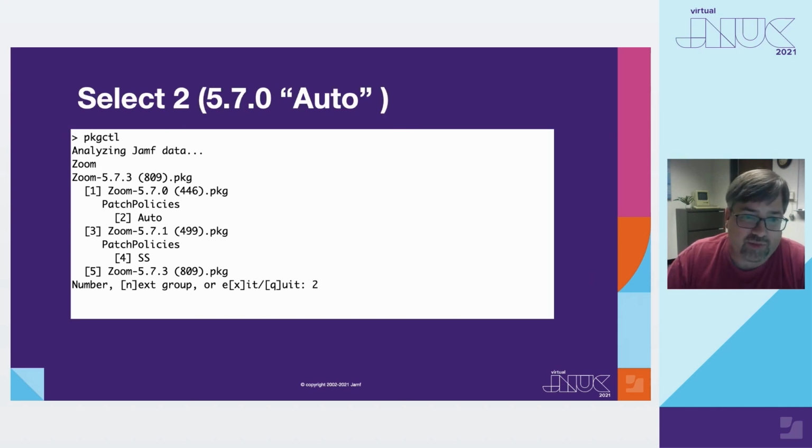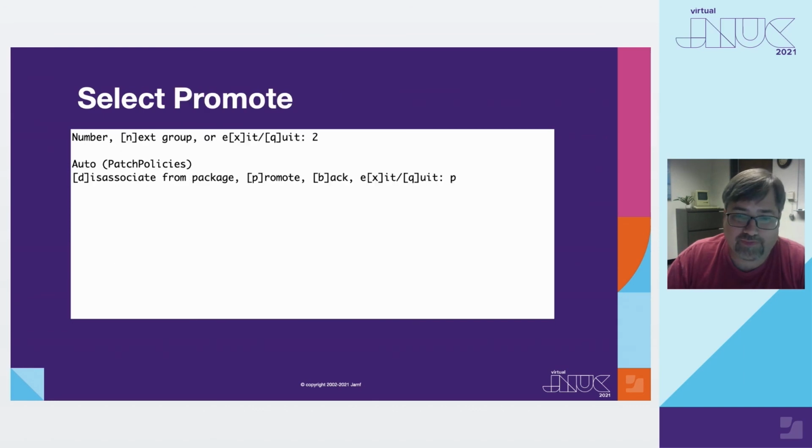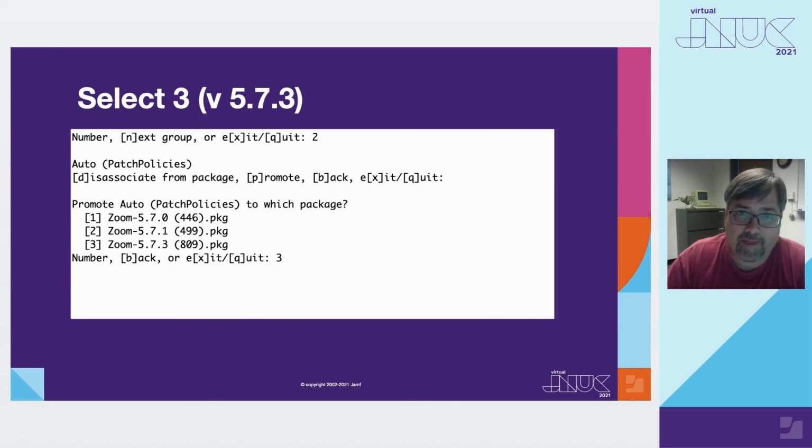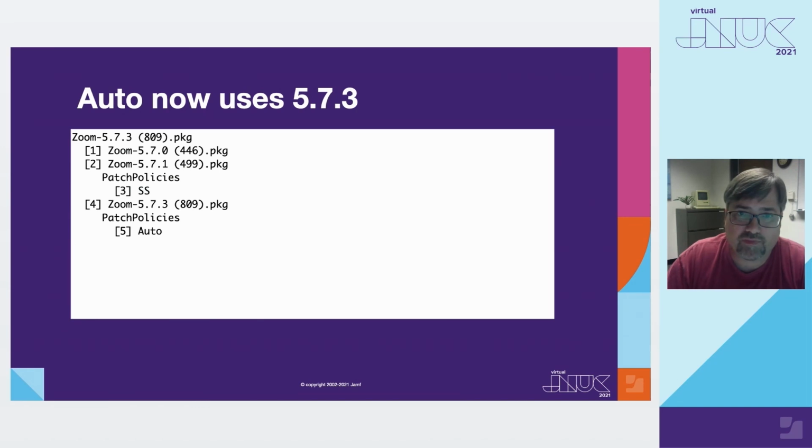Let's select auto by typing 2. Then it asks me what to do. So I type P to promote. It asks me what package I want to use, so I type 3 to select the latest package. And now we can see that auto is using the latest package.